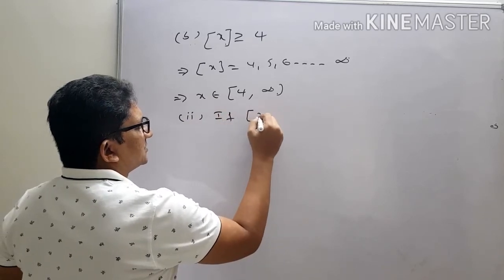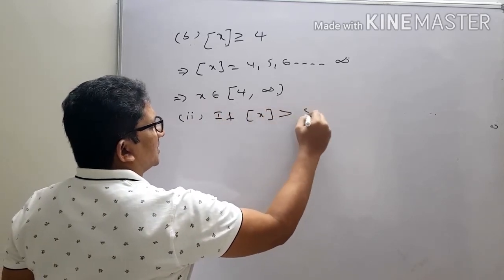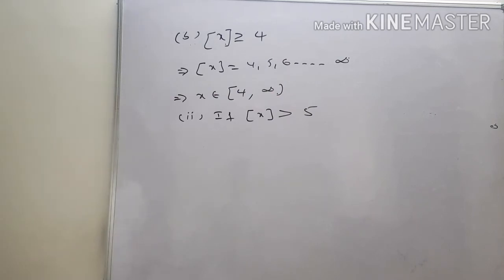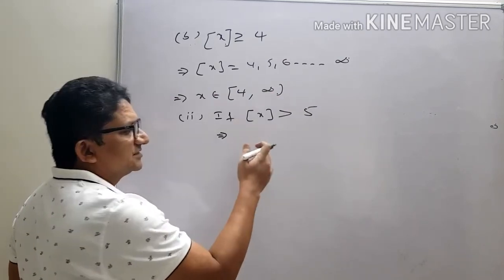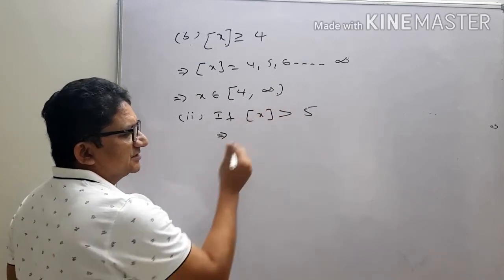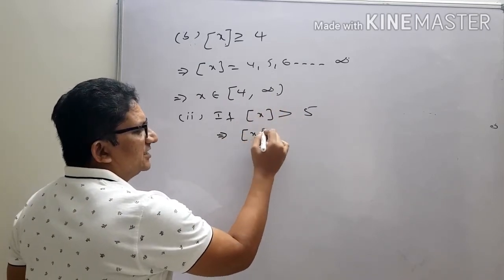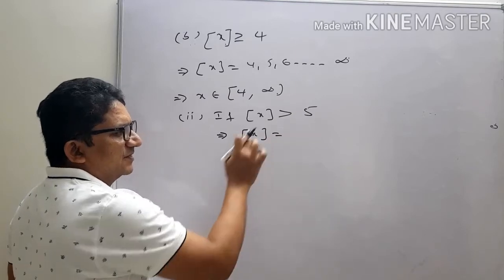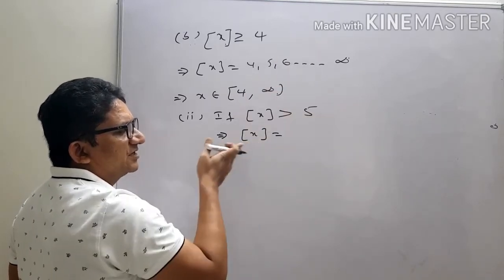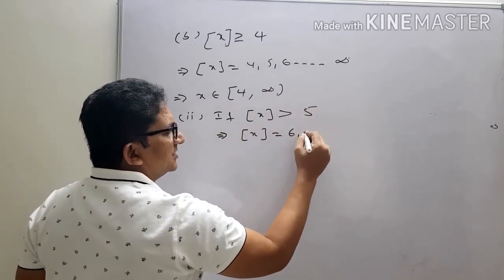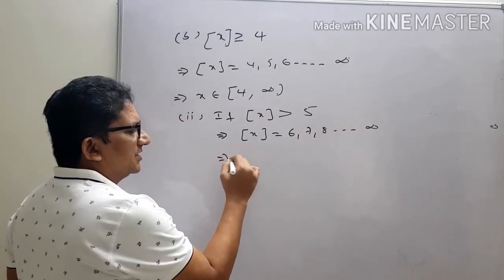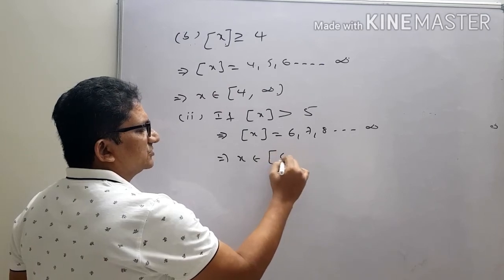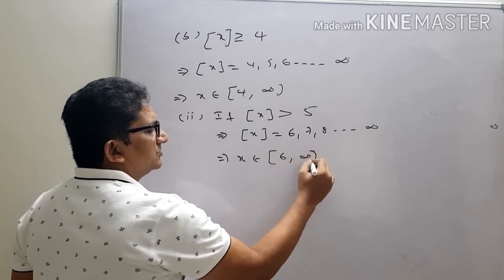But if step x is greater than 5, in the initial stages students have a chance to make mistakes. That's why first you just write this step, then you will never make a mistake. Step x greater than 5 means what are the possible integers we can get? 6, 7, 8 and so on up to infinity. That implies x belongs to, now 6 is included, and goes up to infinity.